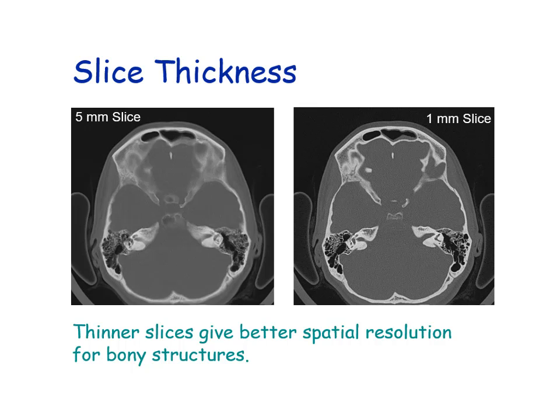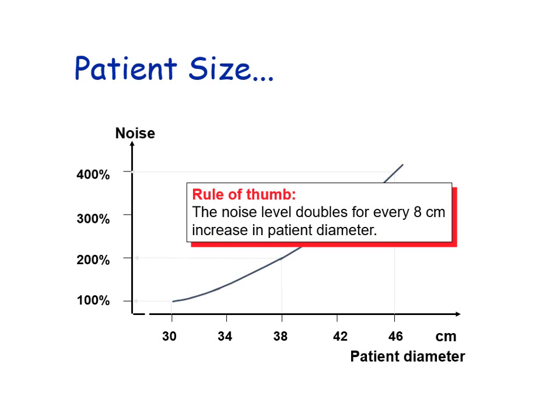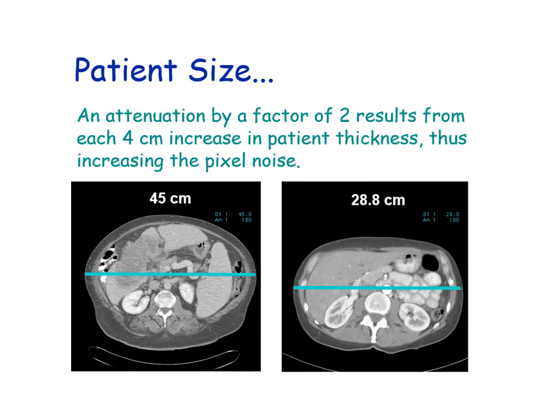Slice thickness. Patient size. An attenuation by a factor of 2 results from each 4 cm increase in patient thickness, thus increasing the pixel noise.